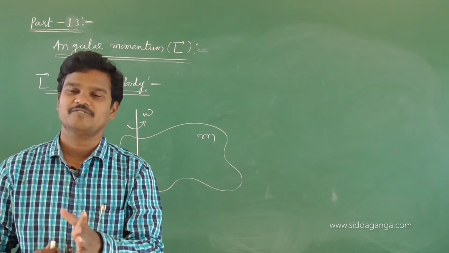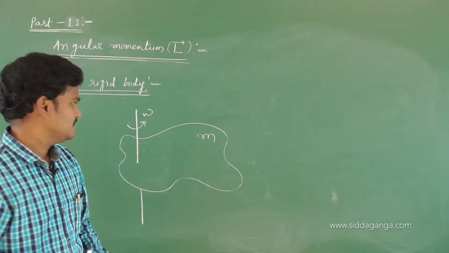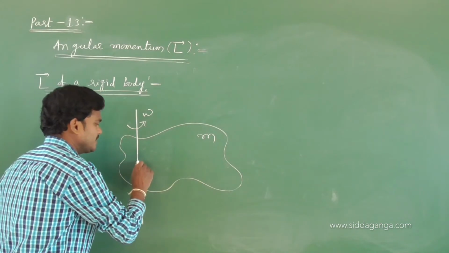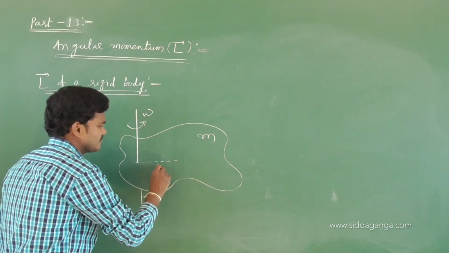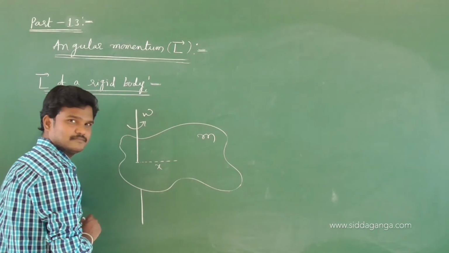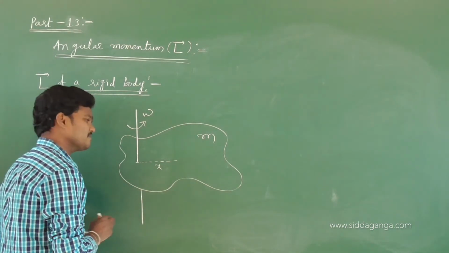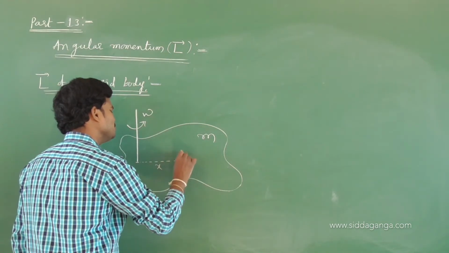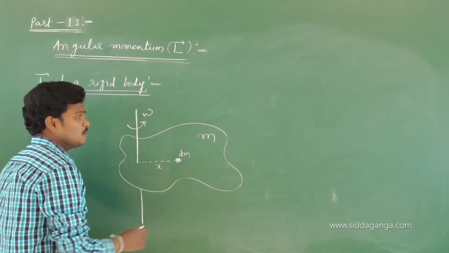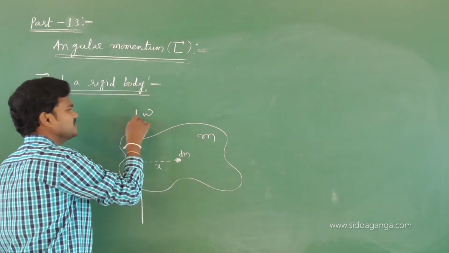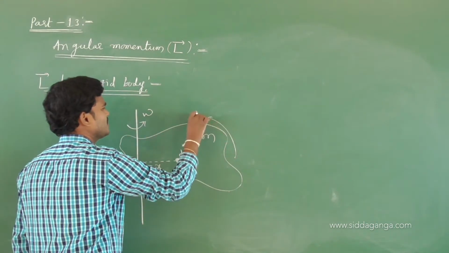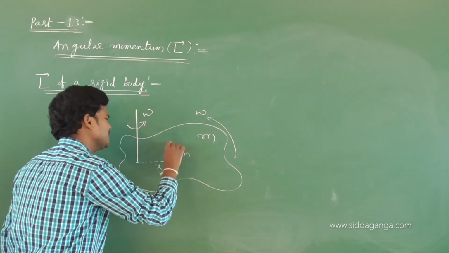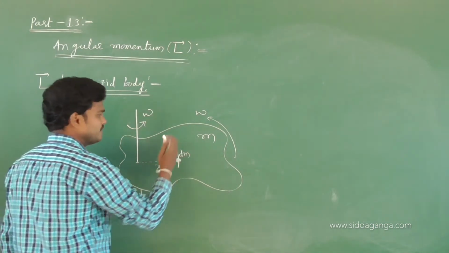I am telling you a number of times, first year students especially. Here, at a distance of x, let me take a small particle whose mass is m. Once this is rotating about this axis, this entire body also rotates with the same angular velocity, and this particle is also rotating like this with the same angular velocity.